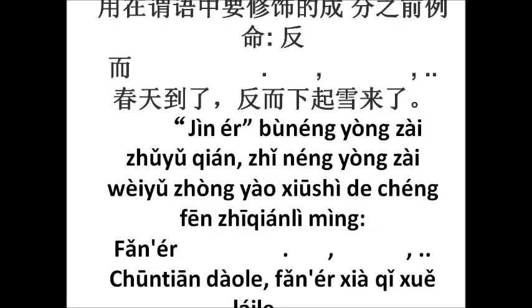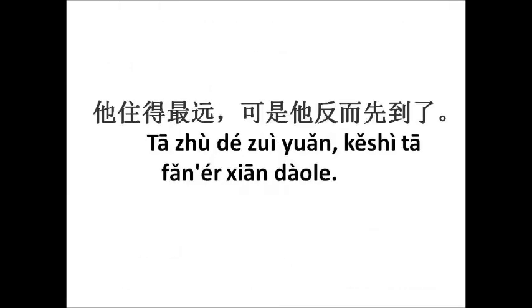Okay, moving on to the second sentence. Ta chu de zui yuan. He is living very far. Ke shi ta fan er xian dao le. He lives the farthest, but he arrives first. However, on the contrary, he arrives first.